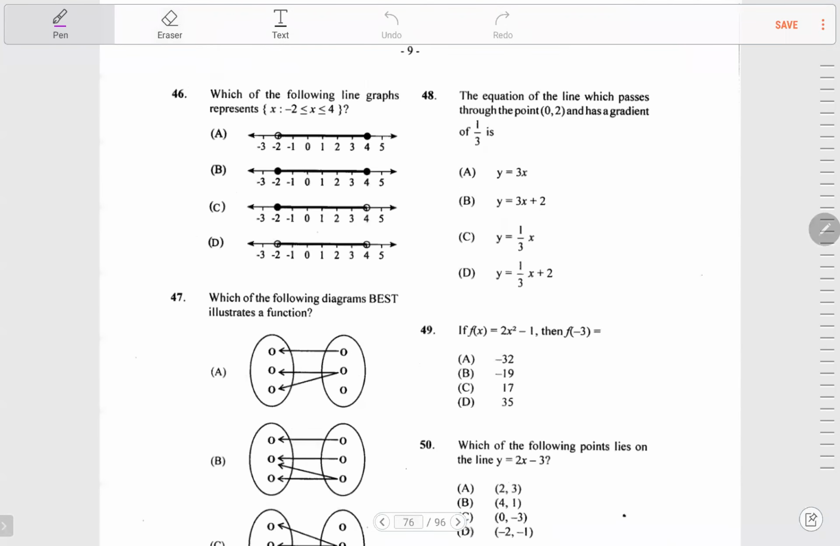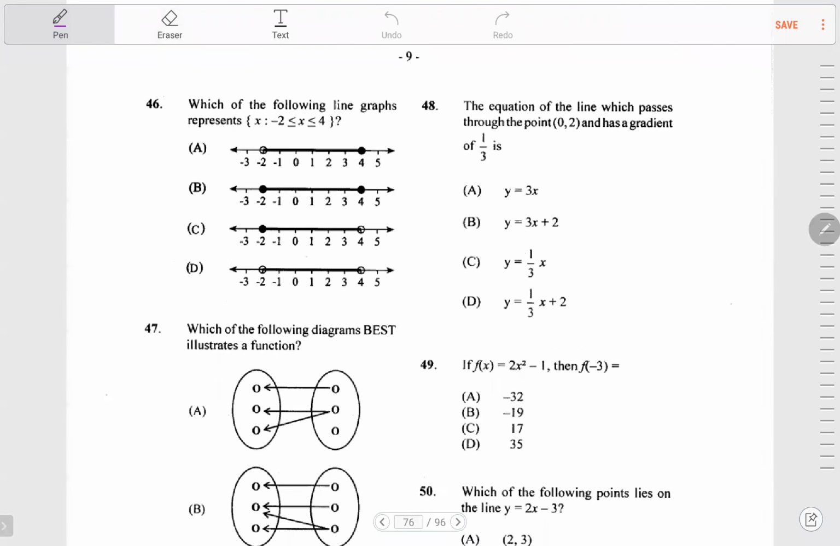Number 46. All right. So critical values are 2, -2, and 4. The equal sign is on there, so you need a shaded circle on the 2, -2. You also need a shaded circle on the 4 because of the equal sign in both of them and between them. So you need a shaded circle on both of them. So this is it. Nice and easy.